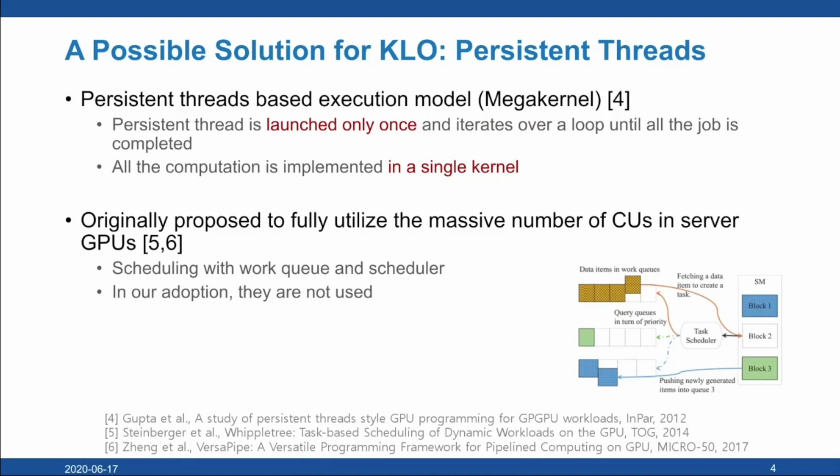To reduce the effective kernel launch overhead, we propose to adopt a persistent thread-based GPU execution model. A persistent thread is launched only once and iterates over a loop until all the jobs are completed. It is often implemented as a mega kernel where all the computation is merged into a single large kernel. Obviously, there is only one kernel launch. Note that persistent thread-based executions were originally proposed to fully utilize the massive number of computing units in a server GPU. Thus, they require worker queues, which we eliminated for efficient execution.